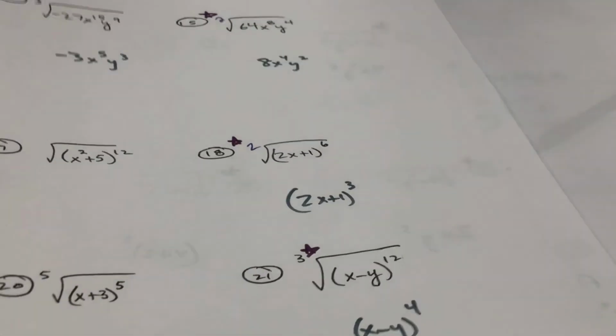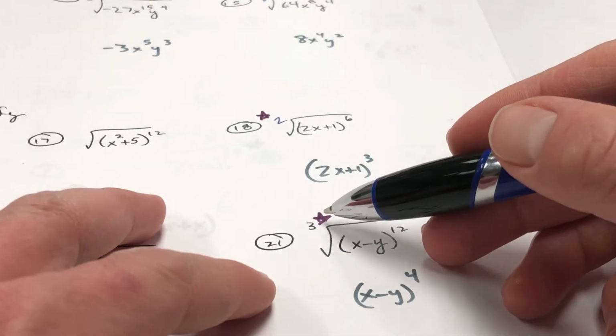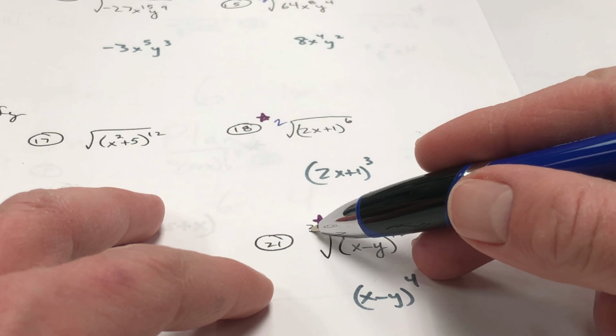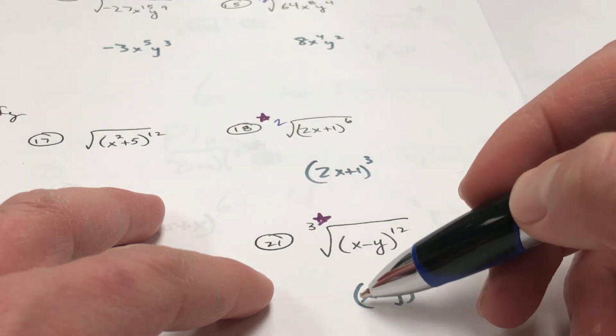Again, might have made a boo-boo on this previous 21 if I'm thinking about it. You will have 12 of these x minus y's. You want them in groups of 3. There will be 4 of those groups. That is x minus y.